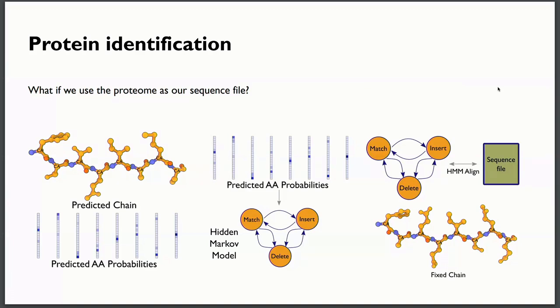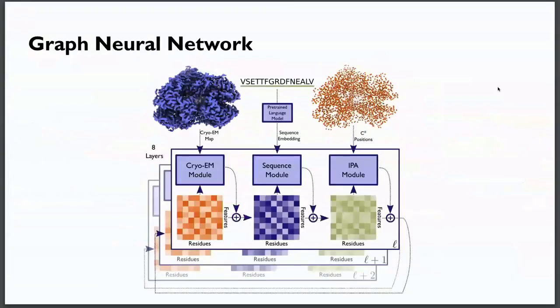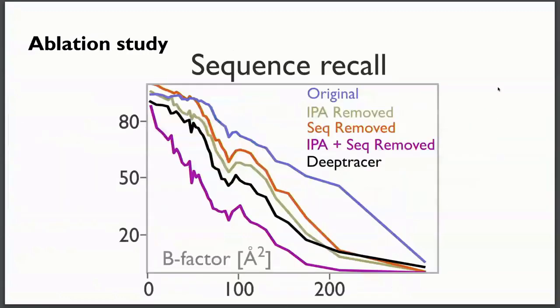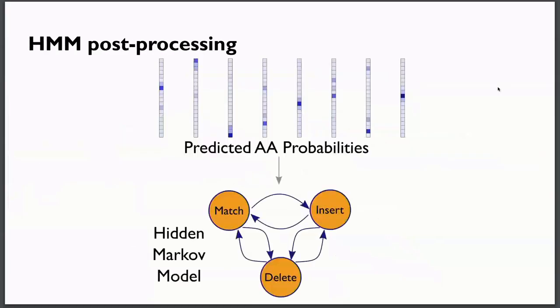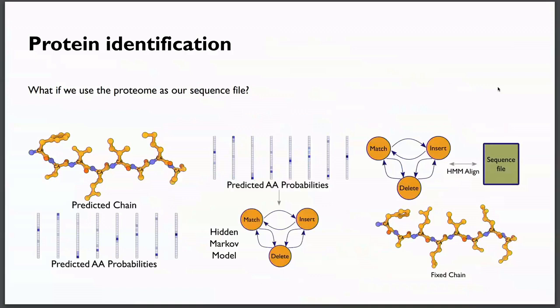So if you look at the graph neural network here, if we just retrain this without including the sequence module, then you don't need sequence as an input. Now, we know from the ablation study that the results are worse at lower resolutions, but if you don't have access to the sequence, you might be able to get the sequence from the map if the resolution is high enough, right? So the way we do that is we train ModelAngelo without the sequence module.